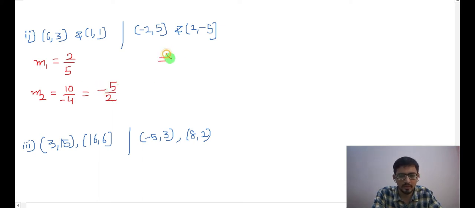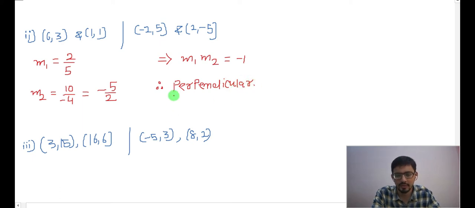So what is the multiplication of these two? Multiplication of these two is coming -1. Very clearly we can see. So m1 into m2 is coming -1. Therefore I can say these two lines are perpendicular lines, because m1 m2, the product of slopes, is coming -1.